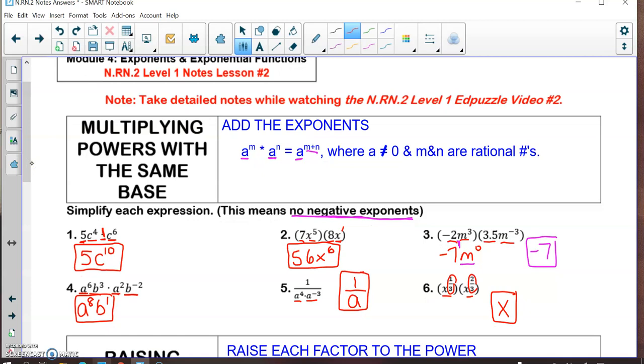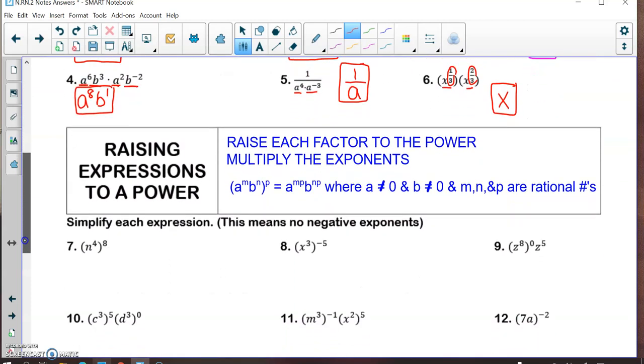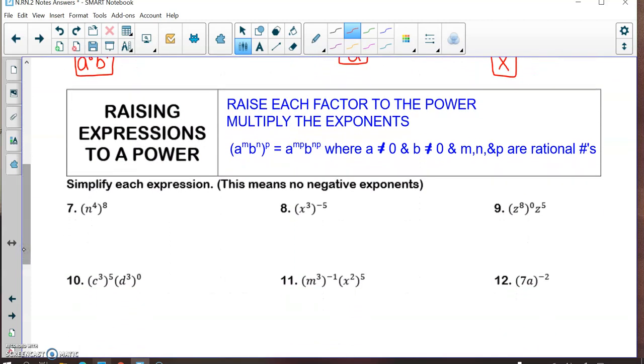All right, so that's what we do when we're multiplying powers with the same base. You add the exponents. Now what we're going to do is raising expressions to a power. If we have 2 factors in parentheses with an exponent on the outside, both of those factors will get that exponent. So the a and the b will get the exponent of p. That's what it means when I say raise each factor to the power.